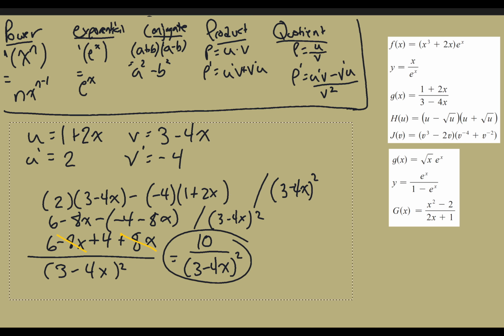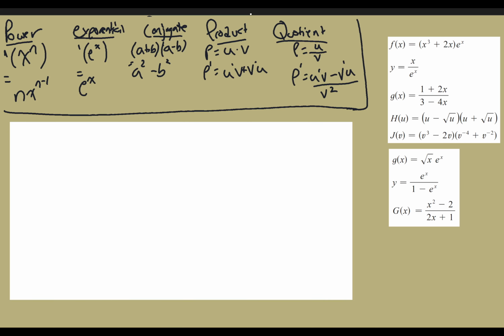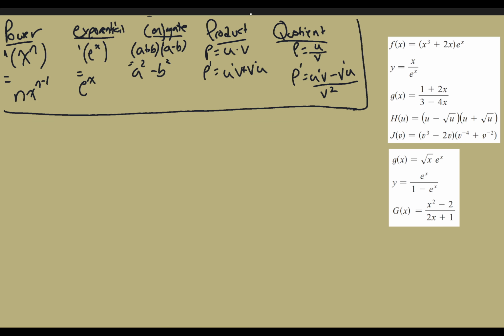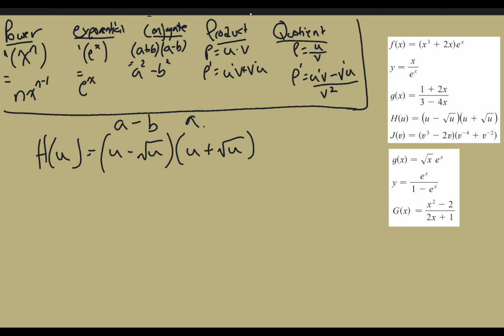Who's next? This one with the square roots is a little scary, but I noticed something. This term looks a lot like this term. I am thinking we can use conjugates for that. So I'm going to write h of u is equal to u minus the square root of u and u plus the square root of u. But look, this is a minus b times a plus b. We're going to get our conjugate as a squared minus b squared, aren't we?